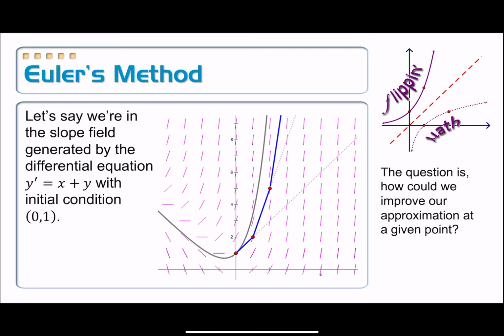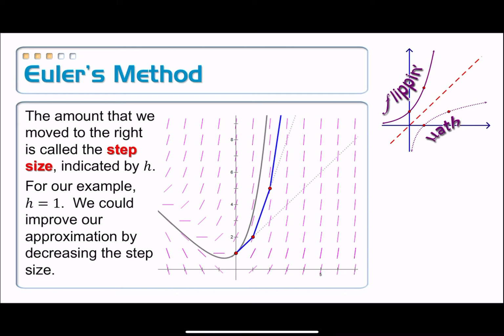The question here is, how could you improve this approximation? What could you do with the same exact technique to make it even more accurate? Well, how far to the right did we step? We stepped just 1 unit. If we had stepped, say, a half a unit, this would be even more accurate. If I stepped a quarter of a unit, it'd be even more accurate. You can get as accurate as you want to. It just makes the math a little bit more tedious, and you have to do it a little bit more.